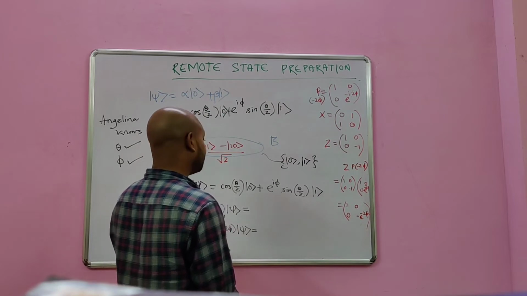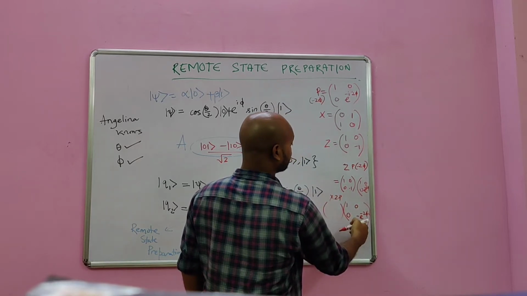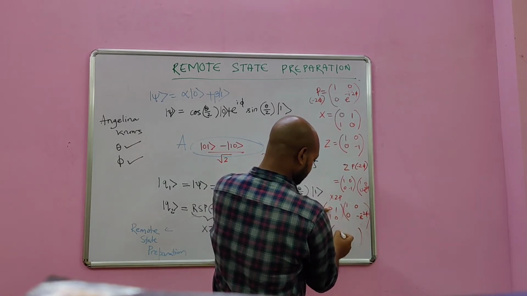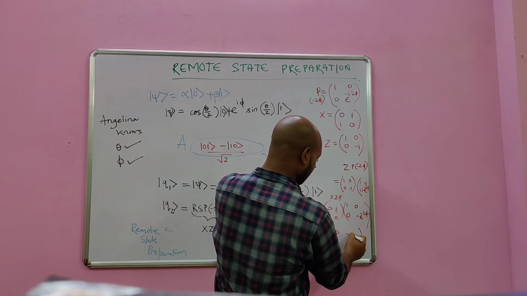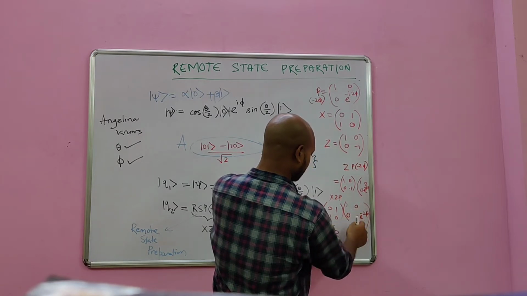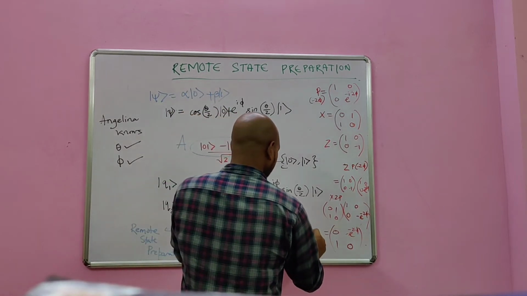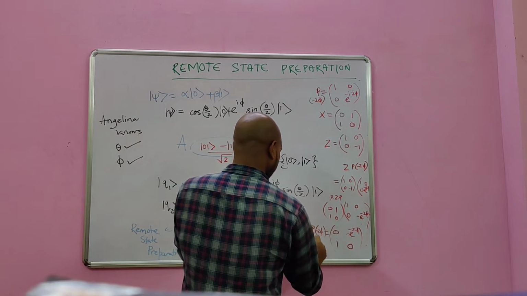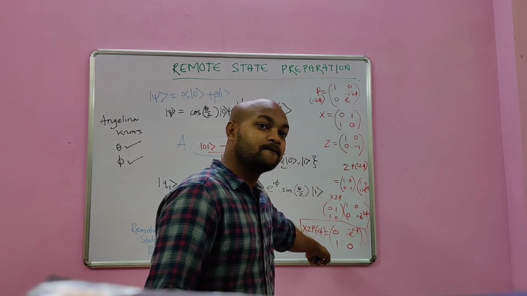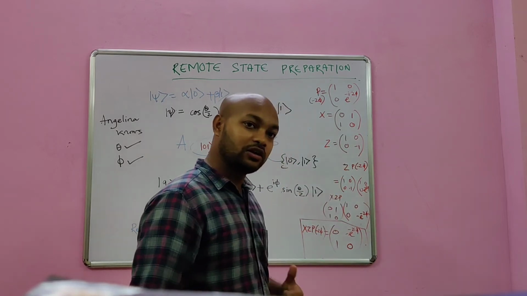Then XZP would be X multiplied on it, right? X is 0, 1, 1, 0, let's compute it. We get 0, minus e to the power minus 2 i phi, 1, 0. Clear? So this is the XZP of minus 2 phi gate. What does it do? This gate would take 0 to 1 and 1 to minus e power minus 2 i phi times 0. Clear? Okay, good.